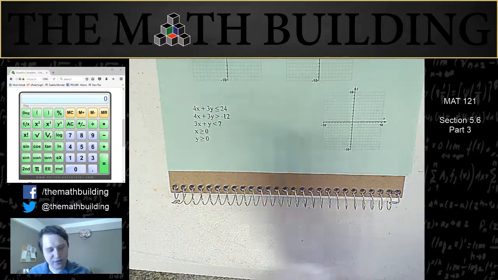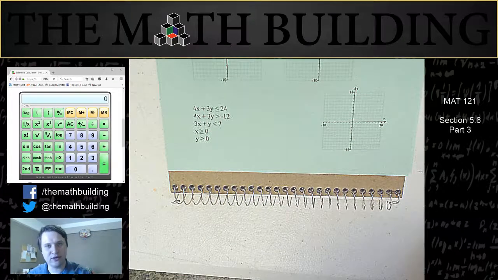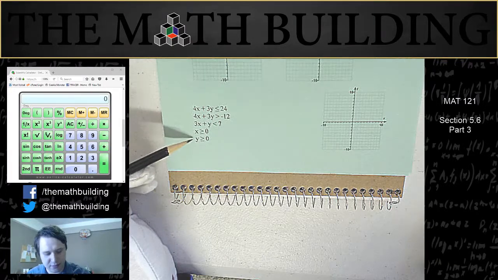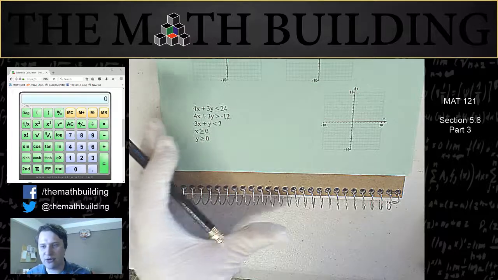So in this example, you notice that we have 5 different equations that we're going to graph. And what I want you to notice is these bottom two. Notice that we have x is bigger than or equal to 0 and y is bigger than or equal to 0.